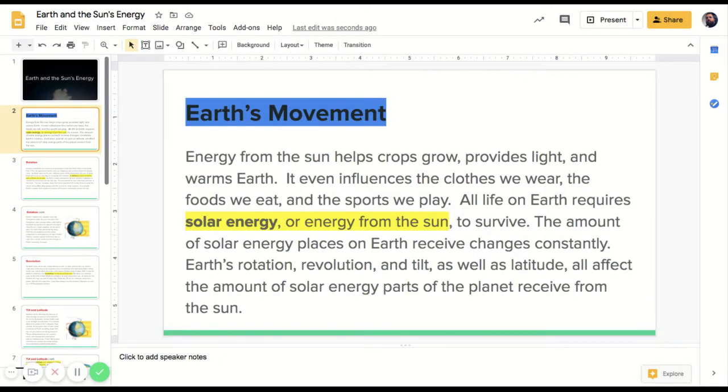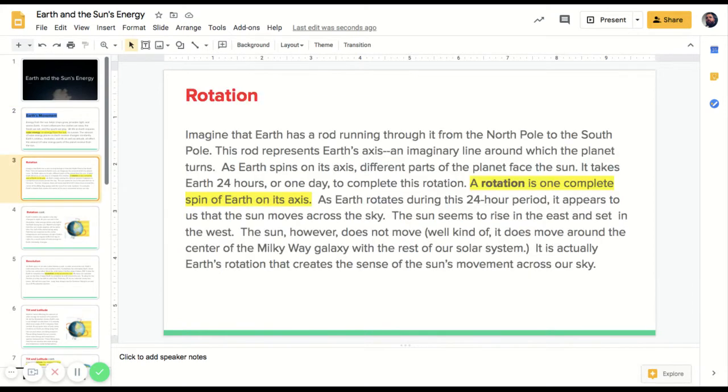Earth's movement. Energy from the sun helps crops grow, provides light, and warms Earth. It even influences the clothes we wear, the foods we eat, and the sports we play. All life on Earth requires solar energy, or energy from the sun, to survive. The amount of solar energy places on Earth receive changes constantly. Earth's rotation, revolution, and tilt, as well as latitude, all affect the amount of solar energy parts of the planet receive from the sun.